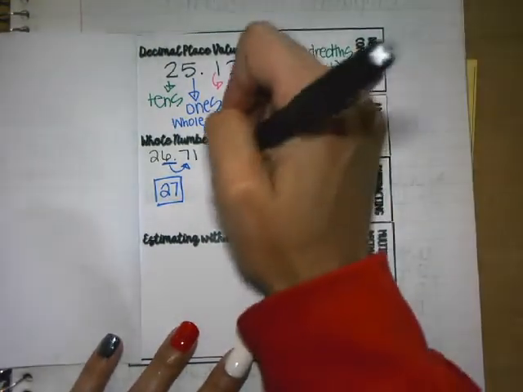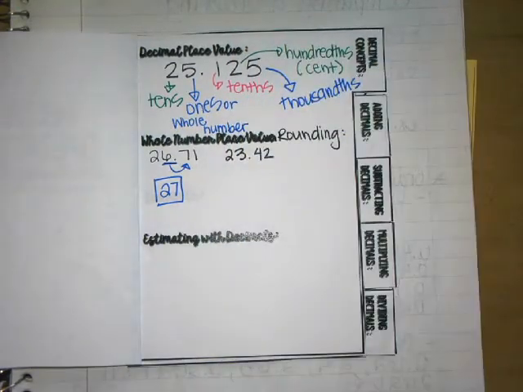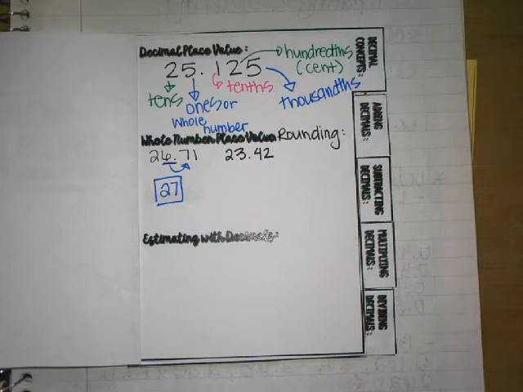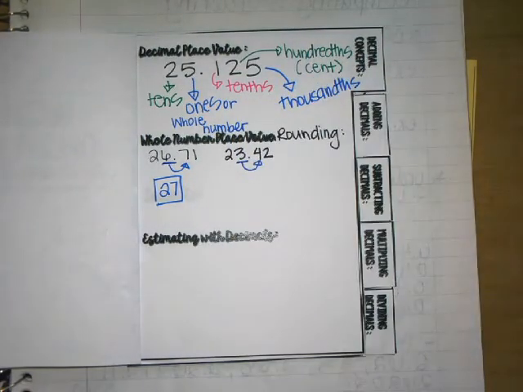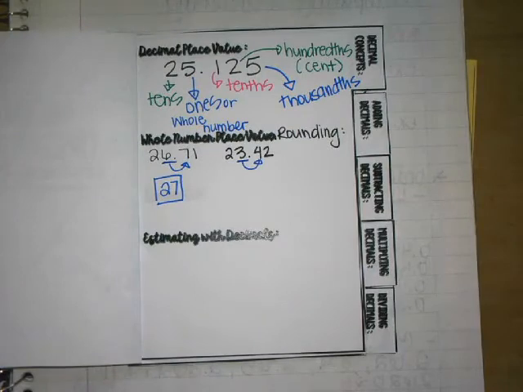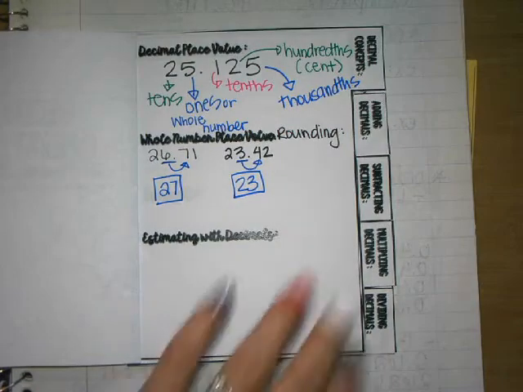All right, let's try this one. 23.42 or 23 and 42 hundredths. What number do we look at, everyone? I look at the 3, and the 3 looks at the 4, and the 4 tells the 3 to stay the same. Technically, it's going down because you're kind of going down. So what's my answer, everyone? 23. Okay, let's do one more.